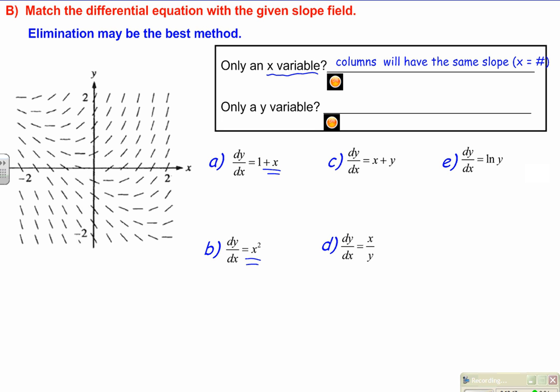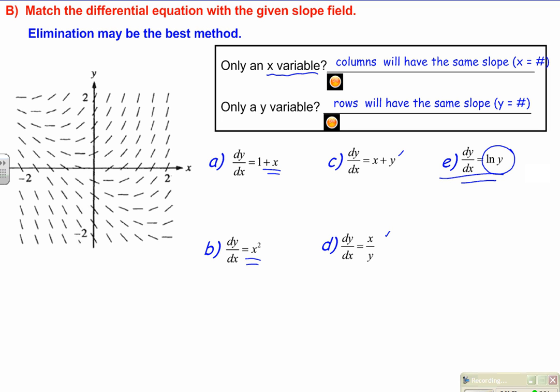And then if it only has a y value, like I see right here, the natural log of y, this one has x and y, and this one has x and y. So E has only y values. Then it's going to be rows that have the same y value. So jot those two down.